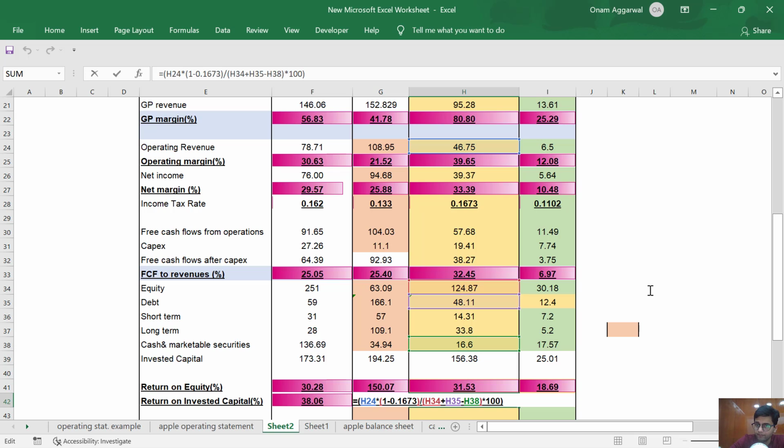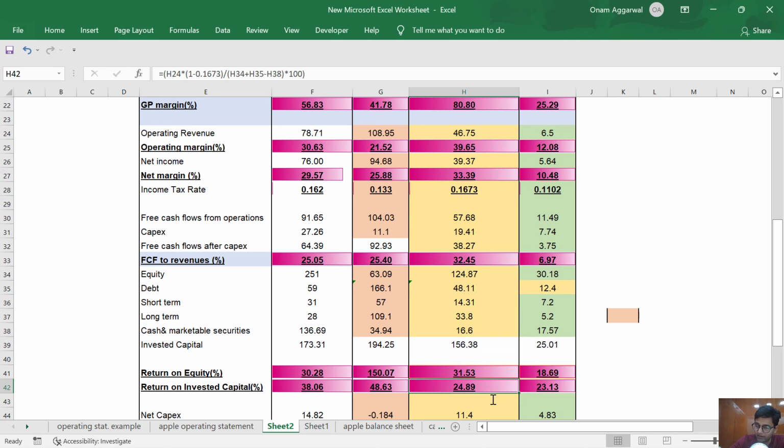Return on invested capital: we take the operating income, that is 46.75, multiply it by 1 minus the income tax rate to get operating income after tax, divide by invested capital and multiply by 100 to get a return on invested capital of 24.89%.